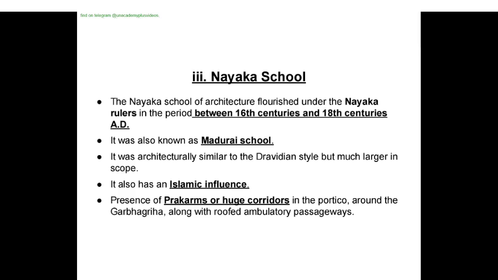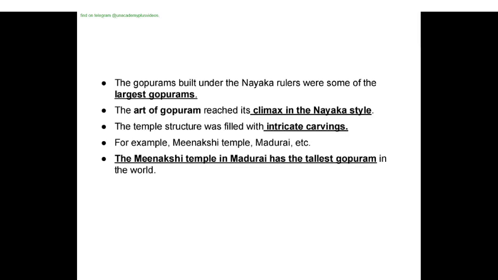Nayaka school. The Nayaka school of architecture flourished under the Nayaka rulers in the period between the 16th and 18th centuries AD. It was also known as the Madurai school. It was architecturally similar to the Dravidian style but much larger in scope. It also has an Islamic influence. Presence of prakarams or huge corridors in the portico around the Garbhagriha, along with roofed ambulatory passageways.